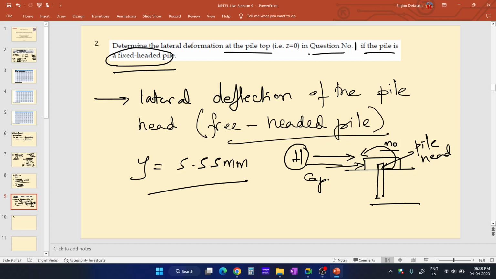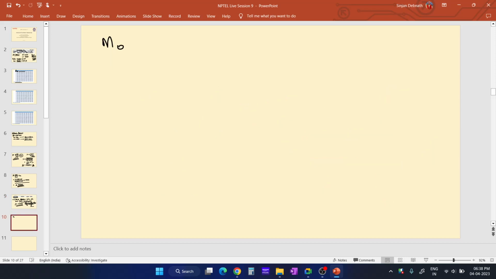That is the deflection caused at the pile head due to m0 moment. After finding out both the deflections, we just subtract the deflection due to m0 from the free headed deflection. That net deflection is the lateral deformation of the fixed headed pile cap. I hope you have understood. I will show you how to do that. So m0 is the counteracting moment.